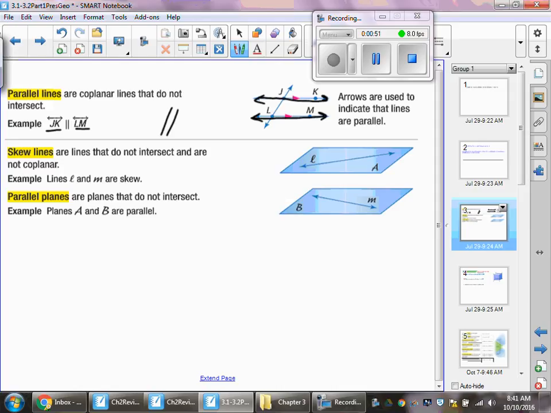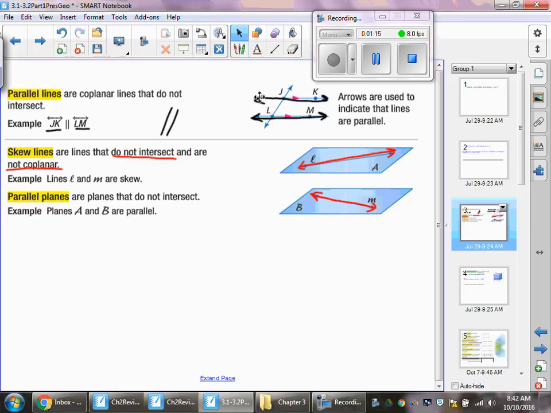Skew lines are lines that do not intersect and are not coplanar. So they do not intersect and are not coplanar. These are skew lines, L and M, because they will not intersect and they're not on the same plane.